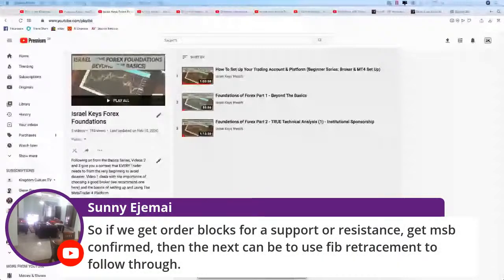Sonny's question: if we get order blocks for support or resistance, get market structure to be confirmed, then the next step can be to use a strip? Yep, exactly. Simple. It really is that simple. Perfect. I'm going to leave that on the screen. But you need to be sure you're using the right order blocks. That's the question. It needs to be the correct order block. As long as it's the correct one, and you learn how to spot the correct ones over time with us here, that's fine.